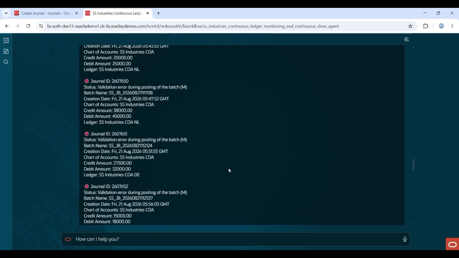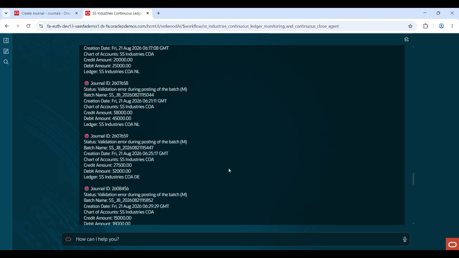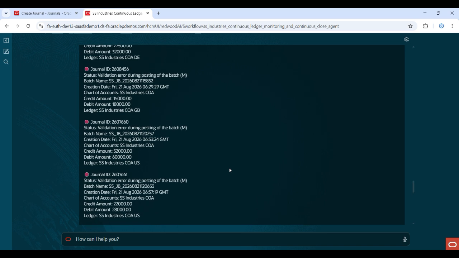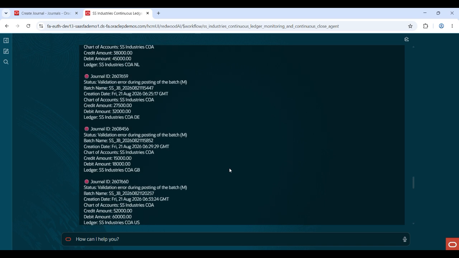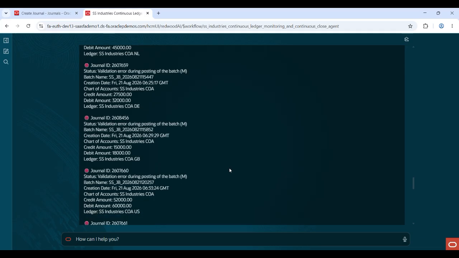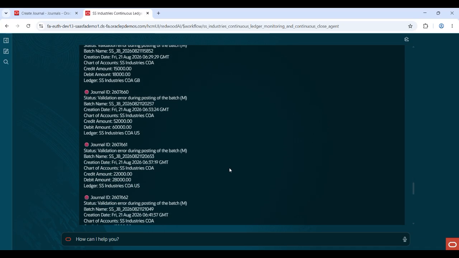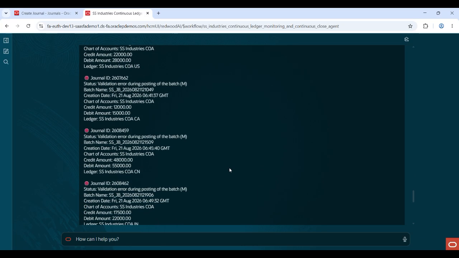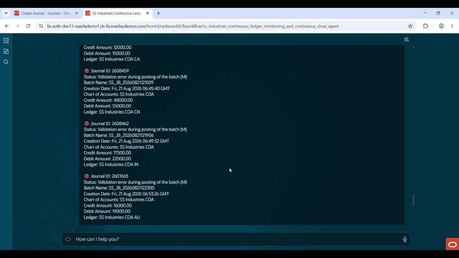The error message consistently indicates that the journal is unbalanced and suspense isn't enabled for ledger SS Industries COANL or other regional ledgers, requiring enabling suspense or correcting the amounts. Key details for all the journals include journal ID, status, batch name, creation date, chart of accounts, credit amount, and debit amount. Ledger details for each error journal entry are displayed. All the 46 error journal entries with their corresponding data are summarized by the AI agent.